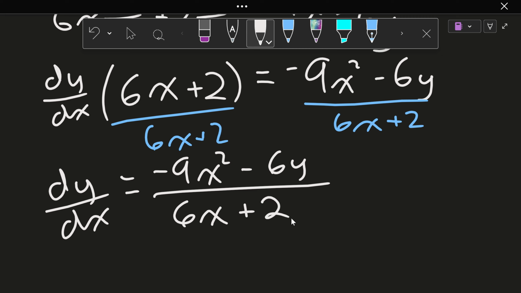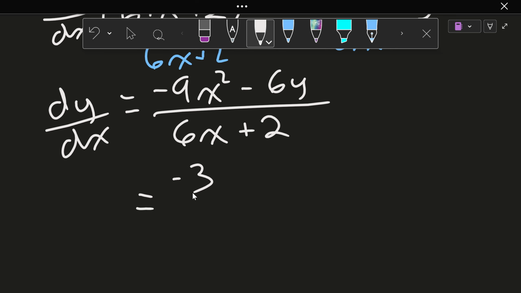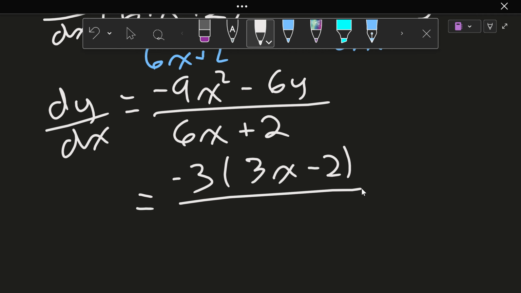So if I do want to write this in simplified factored form, I should look for any common factors, anything we can take out. So in my dy by dx, I can see on the top there, I can take out a minus 3. If I take out the minus 3, I'm going to have 3x minus 2. And on the bottom, I can see I can take out a 2. And I'm going to have 3x plus 1. And there's my derivative in a simplified factored form.